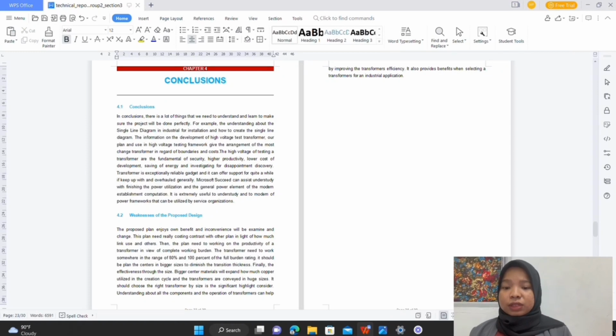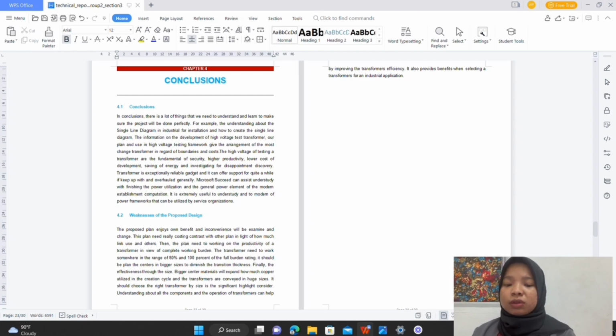Conclusion: there are lots of things that we need to understand and learn to make sure that the project will be done perfectly. For example, understanding the single line diagram in industrial installation and how to create the single line diagram. Next, the information on the development of a high voltage test transformer. Our plan uses a high voltage testing framework that gives the arrangement of the most efficient transformer in terms of parameters and cost. The high voltage testing of a transformer is fundamental for security, high productivity, lower cost of development, and saving of energy. The transformer is an exceptionally reliable device and it can last for quite a while if maintained with regular overhaul.